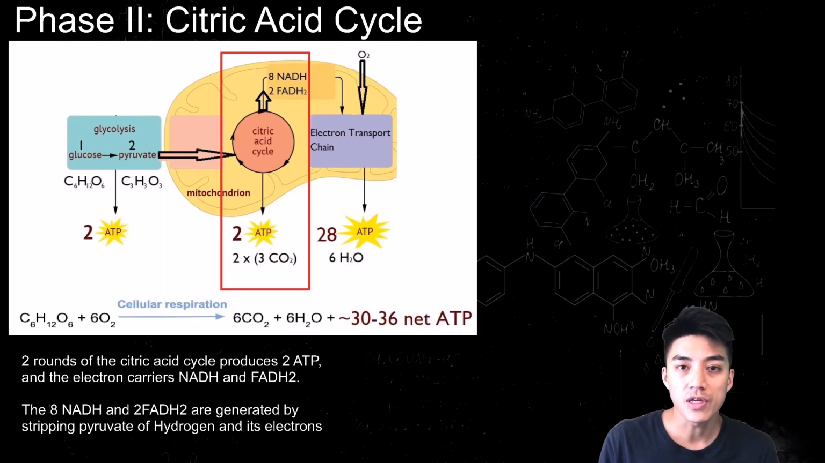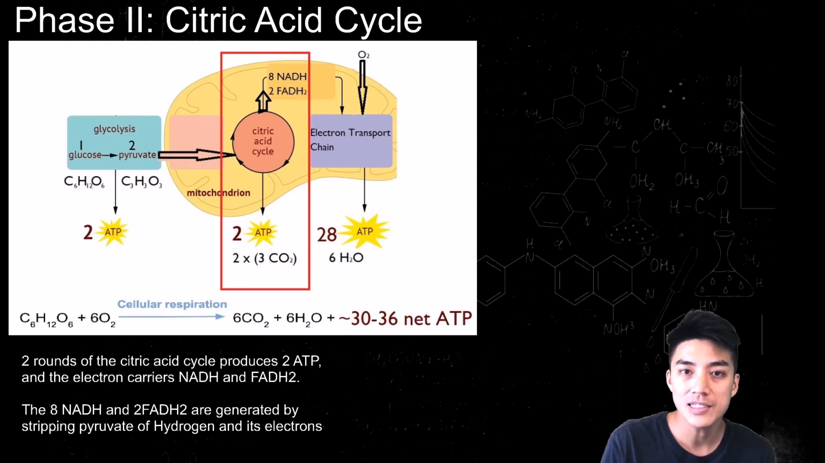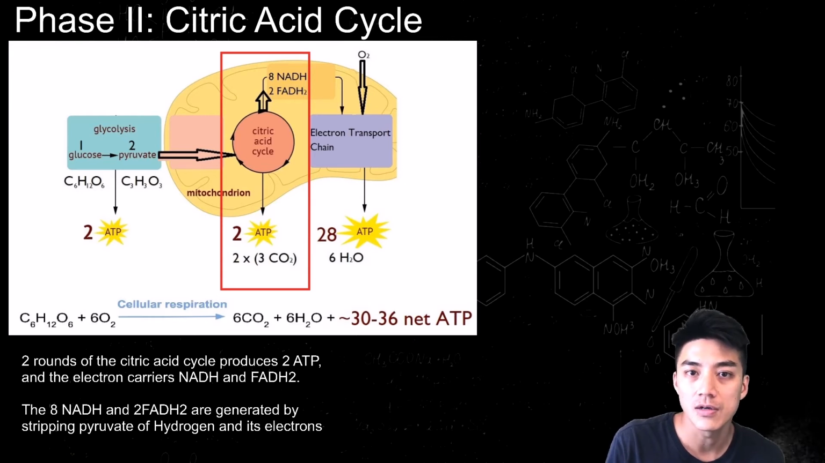Notice how pyruvate has the formula C3H3O3. As it enters the citric acid or Krebs cycle, its hydrogens and electrons are stripped and transferred to 2 electron-carrying molecules known as NADH and FADH2. In the process of stripping pyruvate of its hydrogens, CO2 is released as a waste product, and you also receive a net gain of 2 ATP from the citric acid cycle.